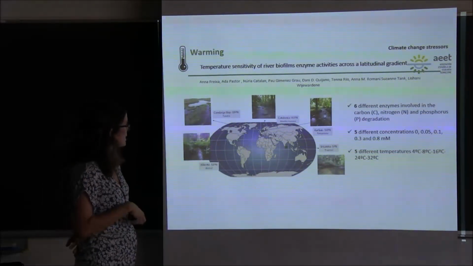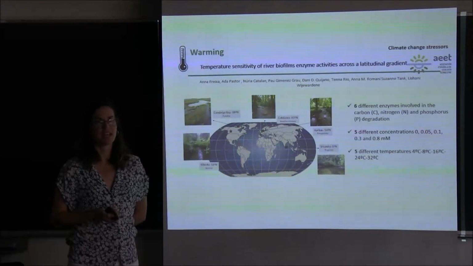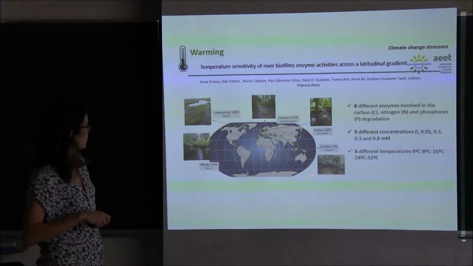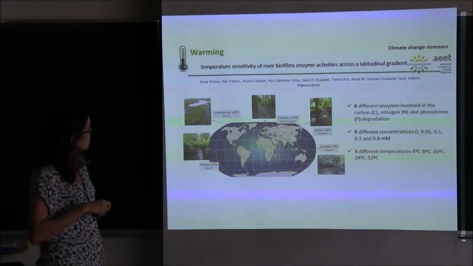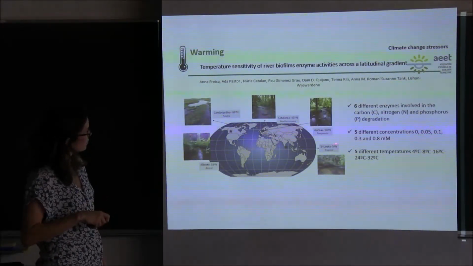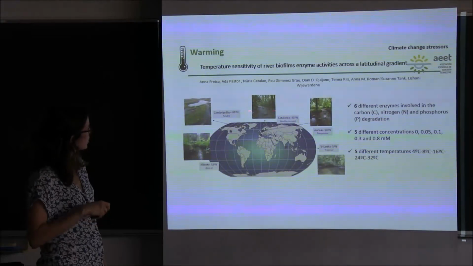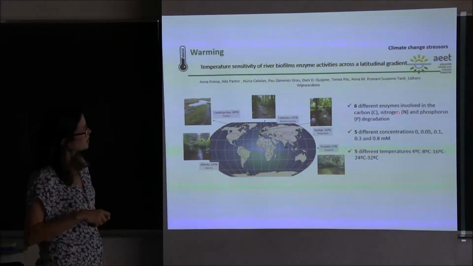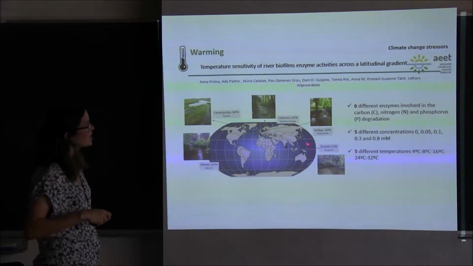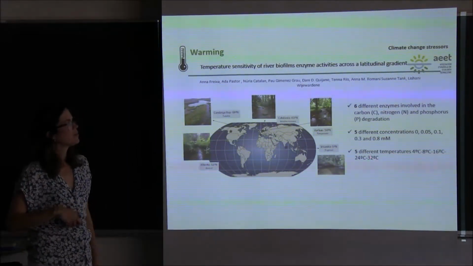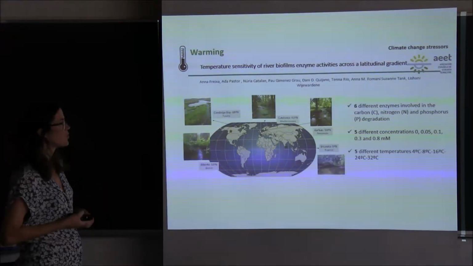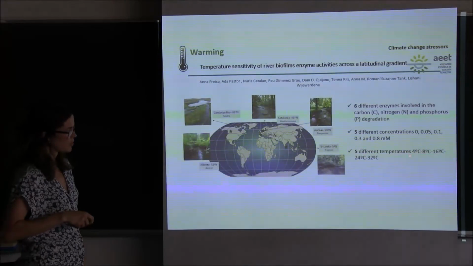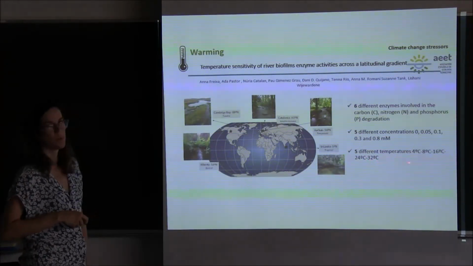In that case, we sampled 5 different sites along the latitudinal gradient, moving from Sri Lanka to Cambridge Bay in the Arctic, so from 5 degrees north to 69 degrees north, in order to see differences in the enzyme activities involved in carbon, nitrogen, and phosphorus degradation, at 5 different temperatures, from 4 to 52 degrees.